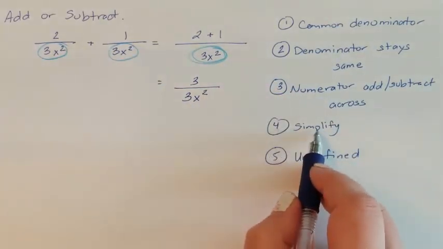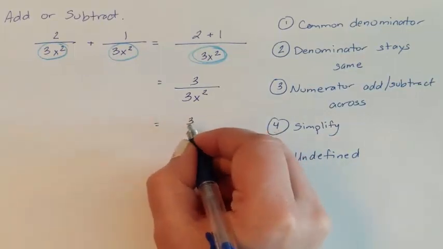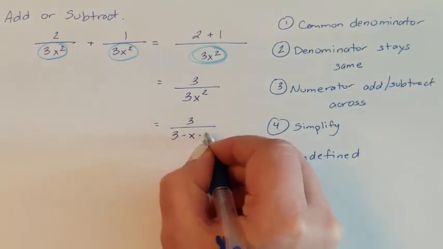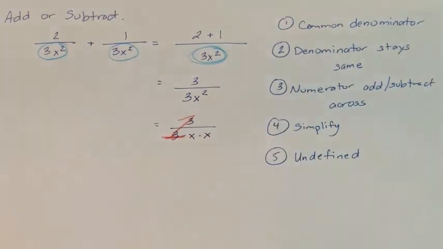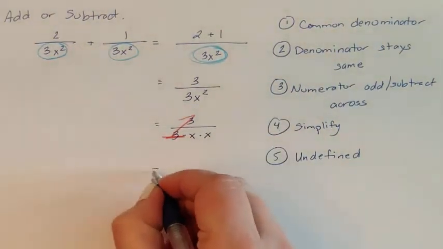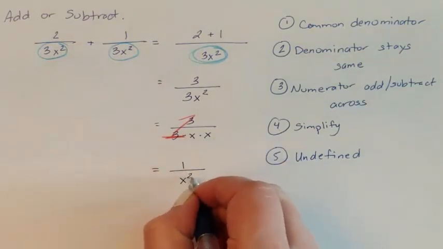So now I need to try and simplify. If I prime factorize all this, I have 3 times x squared. I can see that these 3's would cancel each other out. Nothing else would cancel out. So I'm left with 1 all over x squared.